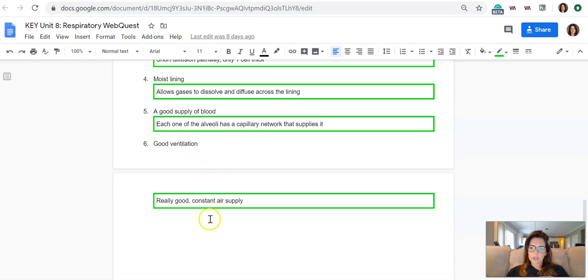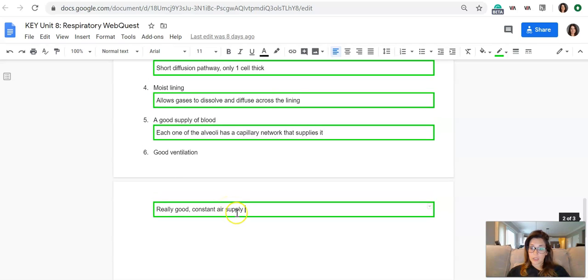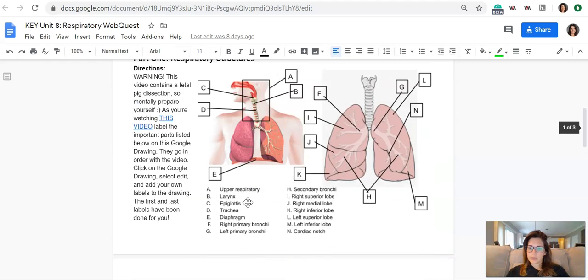And then the last one, good ventilation. So this just means it's good. You're getting a constant supply of air to your lungs, unless you have some sort of respiratory distress, which we will talk about later this week.